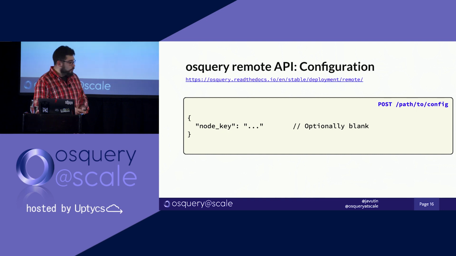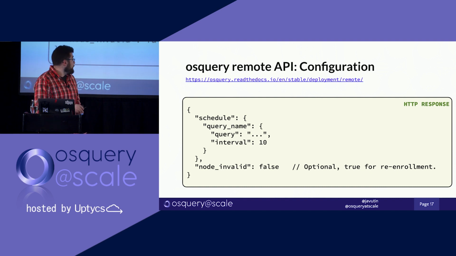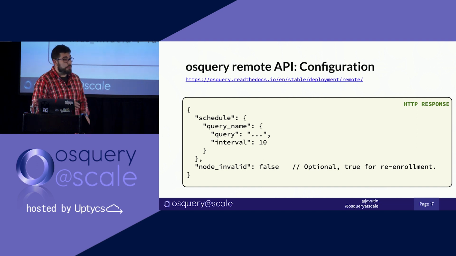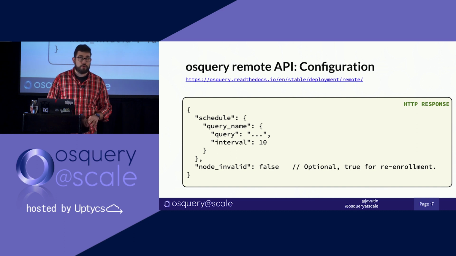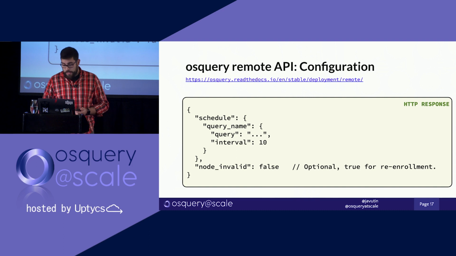Okay, so a request with the node key, and it will just get a response, which is the schedule with all the blob of the configuration. Same, node invalid: if it's true, it will re-enroll. That schedule is the same as if you were to configure an osquery.conf file to load locally. So basically, it has to be a well-formed JSON, because otherwise Osquery will just attempt to configure again. So that is where your configuration goes.